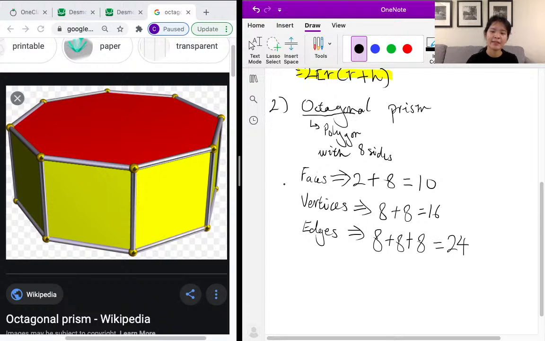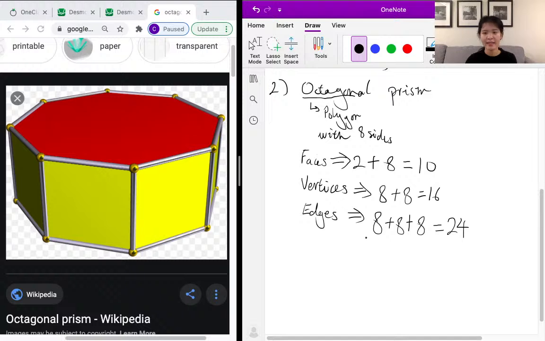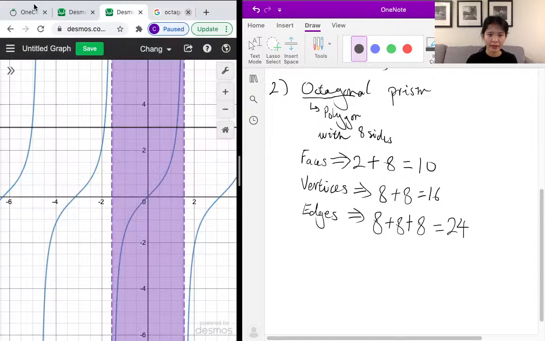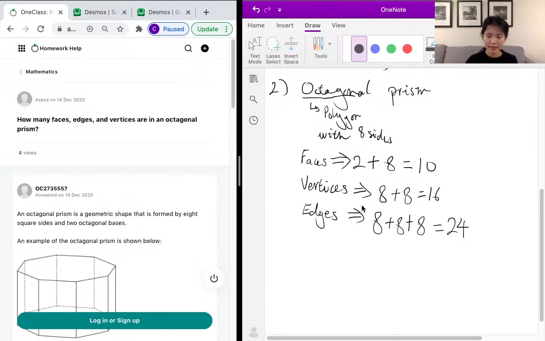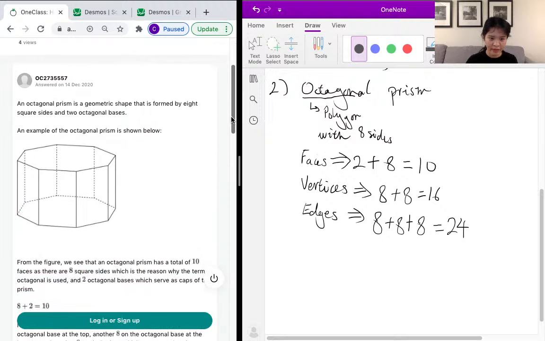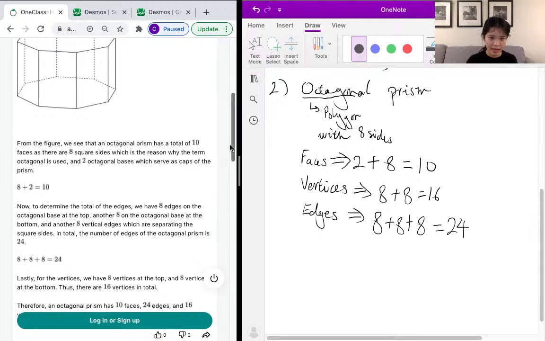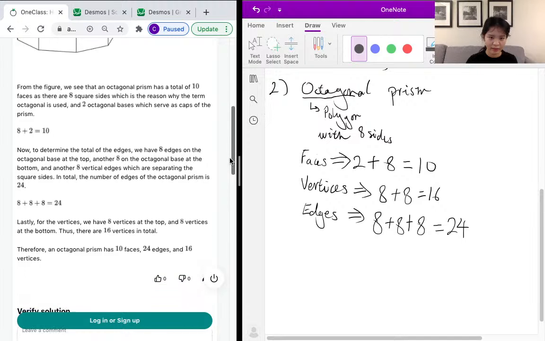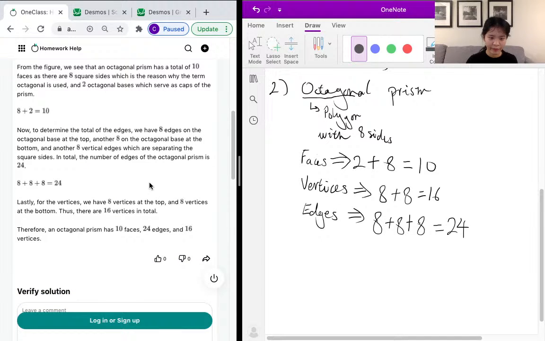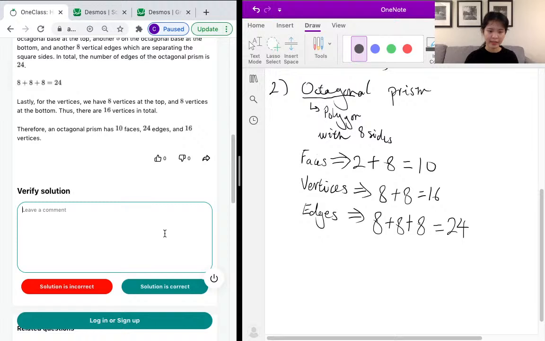So we have 24 edges, 10 faces, and 16 vertices for our octagonal prism. And this is our final solution. So let's look at the sample solution over here. It also has a photo of an octagonal prism, which is perfect. It mentions that it has 10 faces, which is good, 24 edges, perfect, and 16 vertices. Great. So the sample solution here is correct.